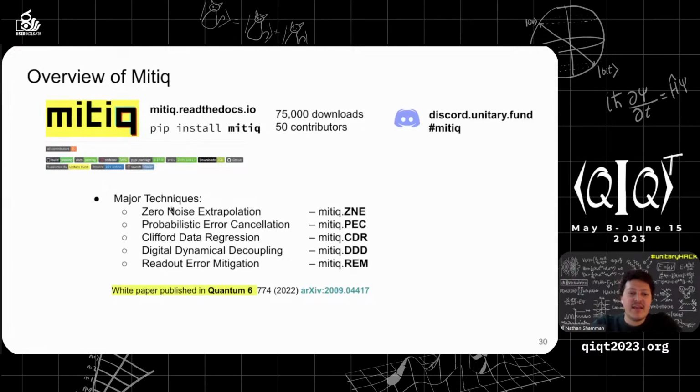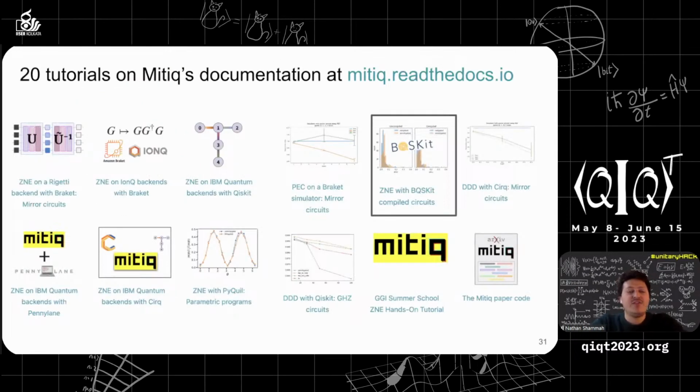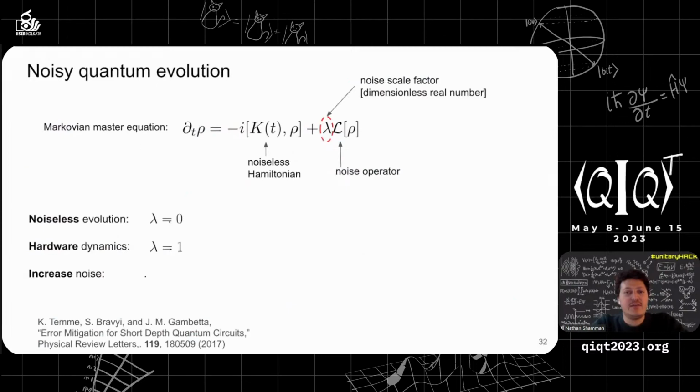This is once again a summary of existing techniques implemented in Mitiq. Beyond zero-noise extrapolation, there is also probabilistic error cancellation, Clifford data regression, digital dynamical decoupling, and readout error mitigation. And there are also a bunch of tutorials, as I've mentioned, in the Mitiq user guide.